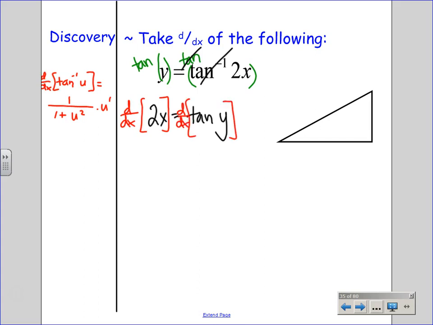As you do, I'm going to come over here and play with my triangle, giving you a little bit of time to do what you do. Take the derivative. Forget your u prime, y prime.